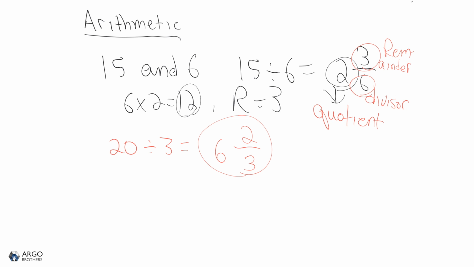Okay, great. And just one more. How about 30 divided by 3? Well, 3 can go into 30 evenly. There is no remainder, so it is just 10. No remainder, remainder of 0.